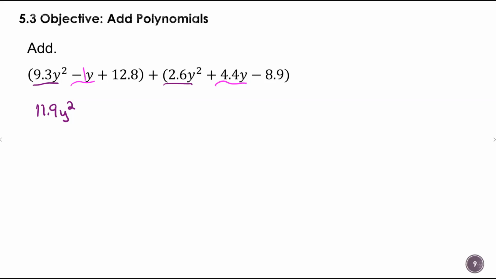And then we have a -1y and a 4.4y. Oh, I didn't make that a squiggly one, right? So -1 plus 4.4 is going to be 3.4, so 3.4y. And then last here we have 12.8 and -8.9, and that gives us a 3.9. And so we have combined everything possible, and we're finished with that.